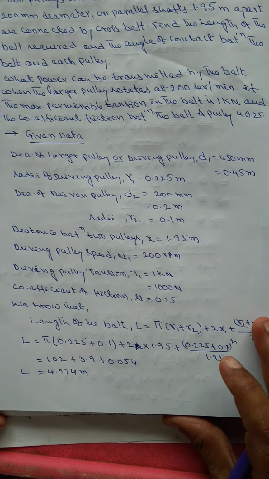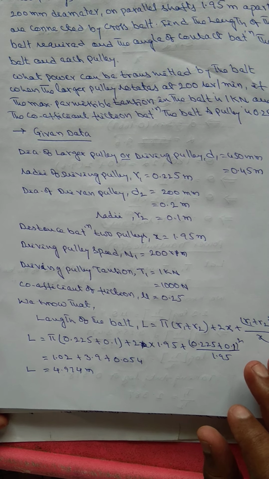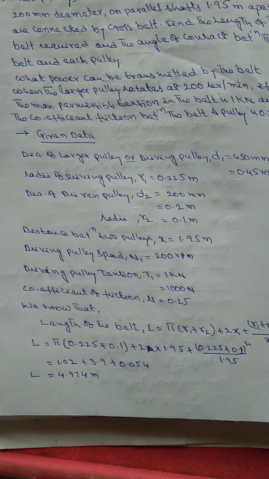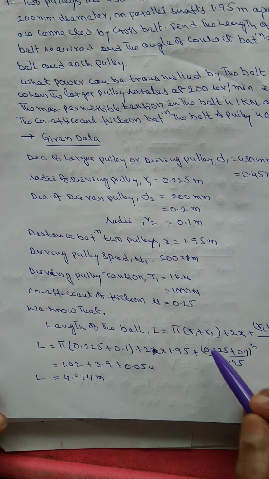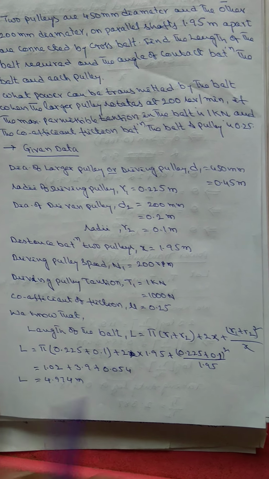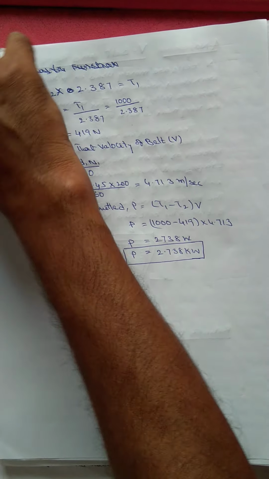So we know that the length of the belt L is equal to pi into (R1 plus R2) plus 2x plus (R1 plus R2) whole square by x. So L is equal to pi into 0.225, and so on. I am substituting all the values from the given data into the formula. So I got the length of the belt as 4.974.